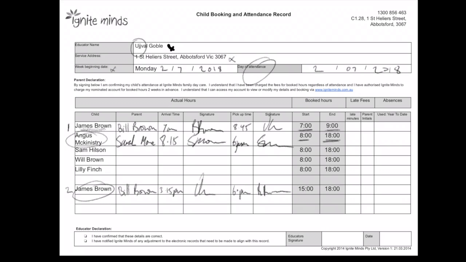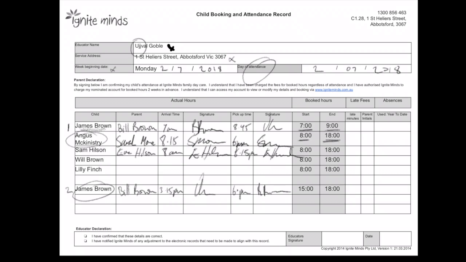Now let's do the next child down here. Let's do Sam Hilson. So Sam Hilson is signed in by his mother Eve Hilson, and he's signed in at 8 a.m. And that's Eve's signature there. But Eve comes a bit late, so Eve comes at 6:15 p.m. and signs out again.